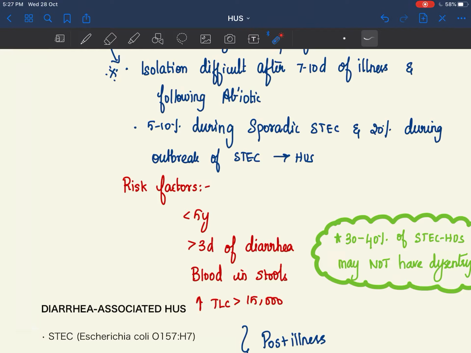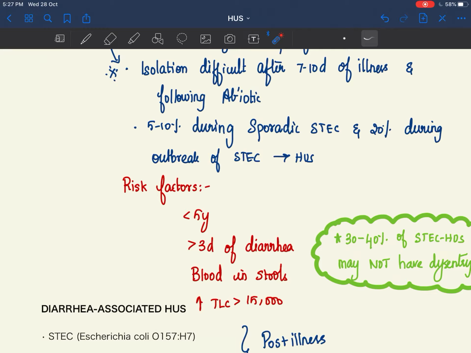What are the risk factors for a child to develop a HUS? Not all dysenteries go on to develop HUS, correct? If the child is younger, if their diarrhea is more than 3 days in duration, if there is blood in stools, and if there is leukocytosis, there is increased chance of the child going on to have a HUS. Just HUS, I am not talking about the severity of HUS, just HUS following a diarrhea. And all HUS may not be preceded by a dysentery. It may just be a diarrhea without blood.